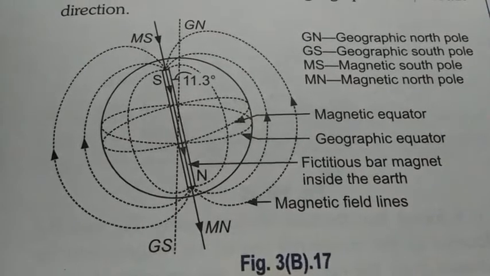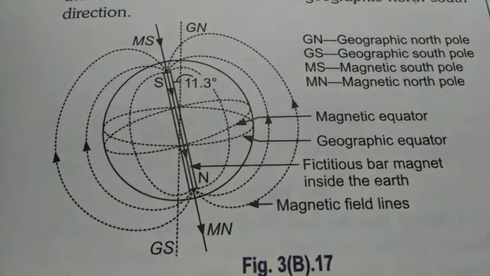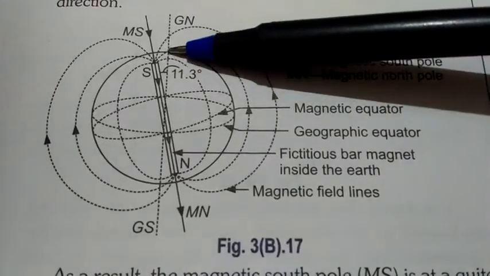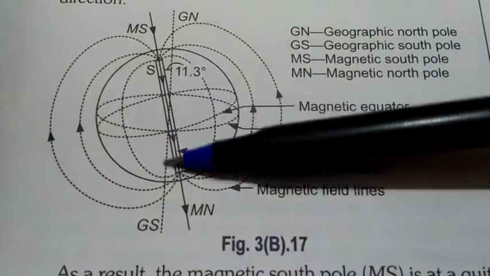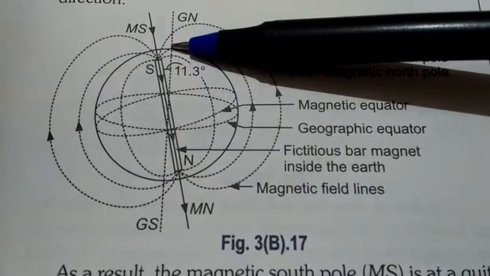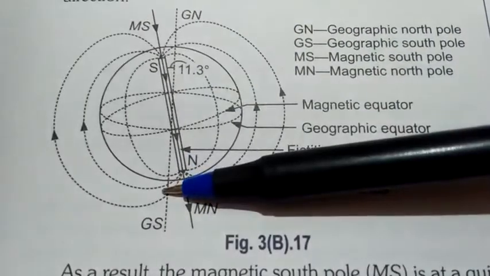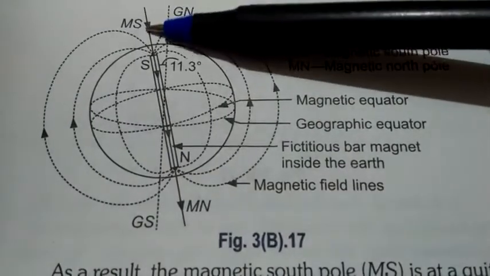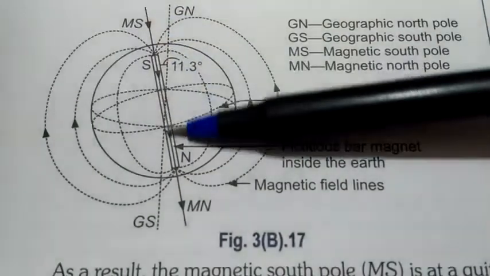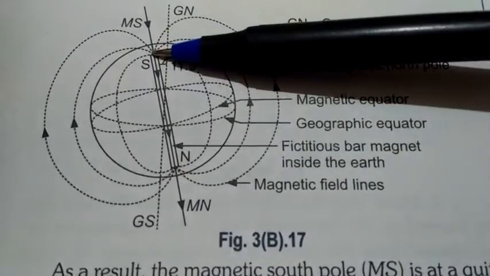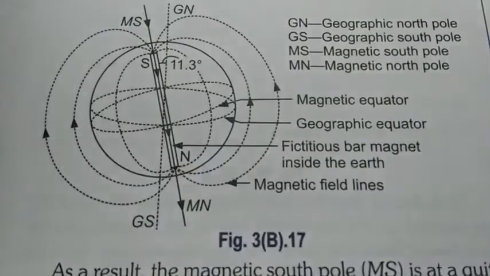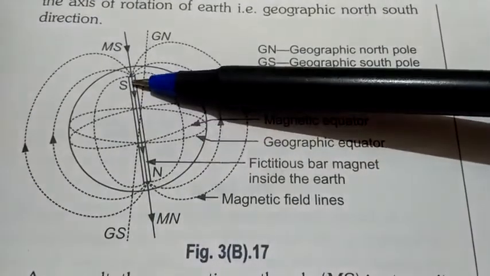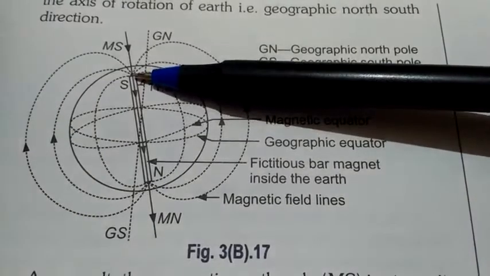Now let's discuss some important terms related to the magnetic field of Earth. First is the geographical axis. You can see this dotted line here. It is joining the geographical north pole to the geographical south pole. It is called the geographical axis. And the line joining the magnetic south pole and the magnetic north pole is called the magnetic axis.